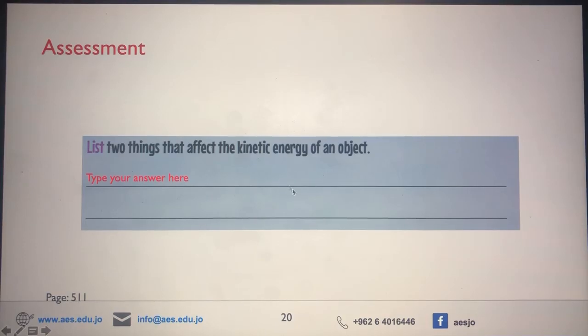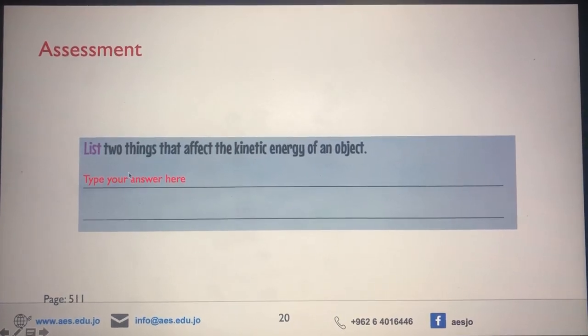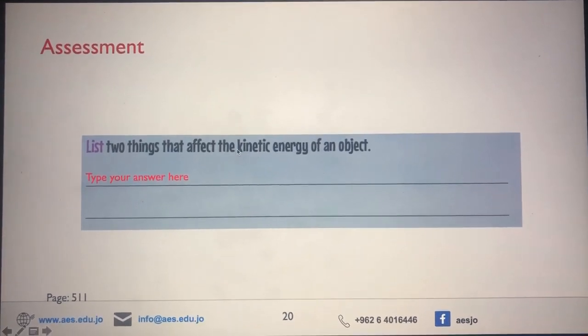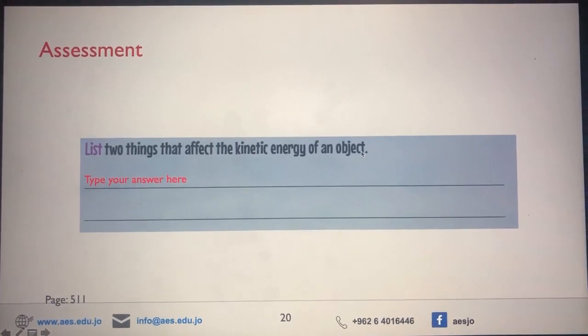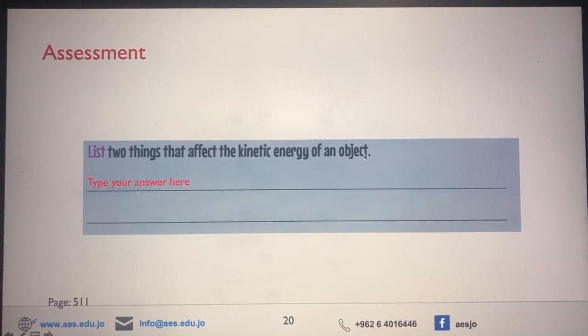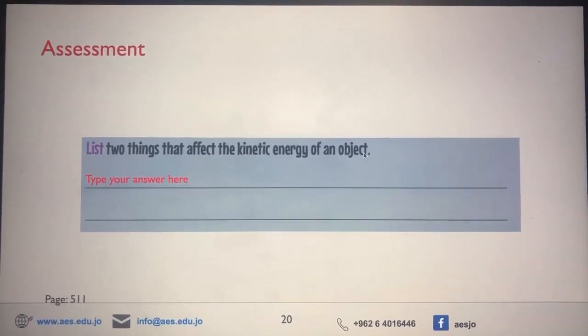On page 511 as well, you will find a question that says, list two things that affect kinetic energy of an object. Now we discussed this in the previous slides. Please write these two factors.